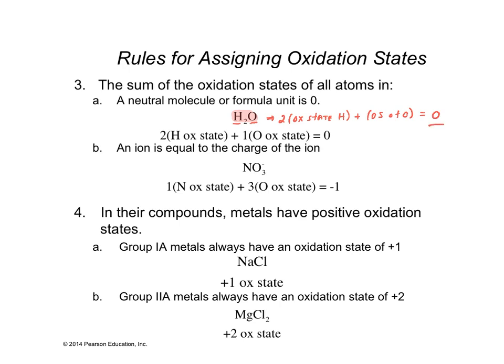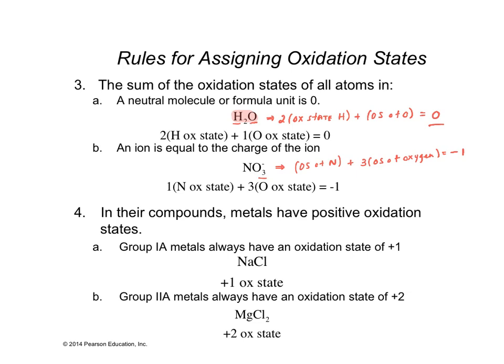If we have instead something like a polyatomic ion, then again, it would have to sum to the charge of that polyatomic ion. So for nitrate, the oxidation state of nitrogen plus 3, because there are 3 oxygens, times the oxidation state of oxygen has to sum to the charge of the molecule. For this guy, this is -1. Okay? Alright, so that's going to get confusing, but we'll make it make sense in a second.